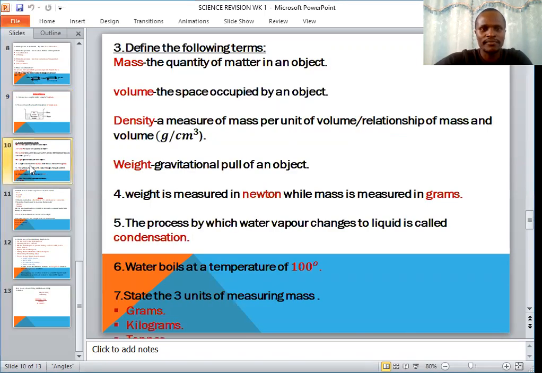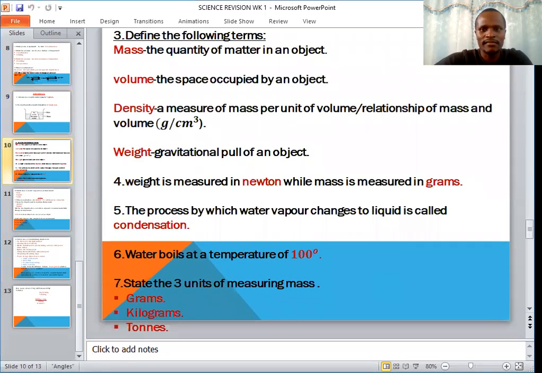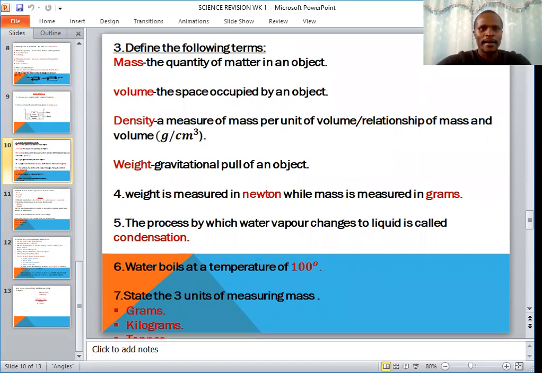Let's look at the second question. Define the following terms. The first one was mass. You see that mass is the quantity of matter in an object. Most pupils were only writing the quantity of matter, just like that. When you say the quantity of matter, you know that answer is incomplete, and therefore I cannot give you a mark. You must say that mass is the quantity of matter in an object. Volume, you say that volume is just the space that is being occupied by an object.